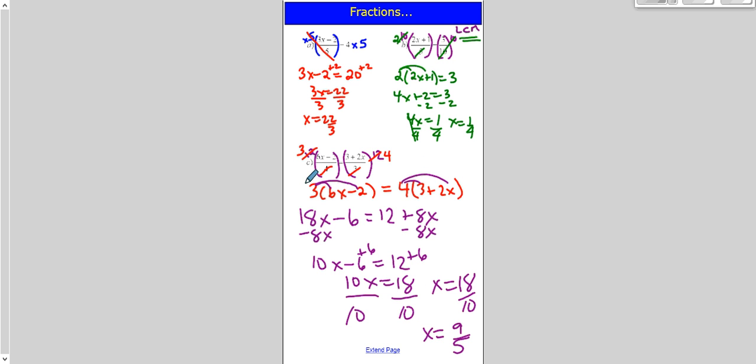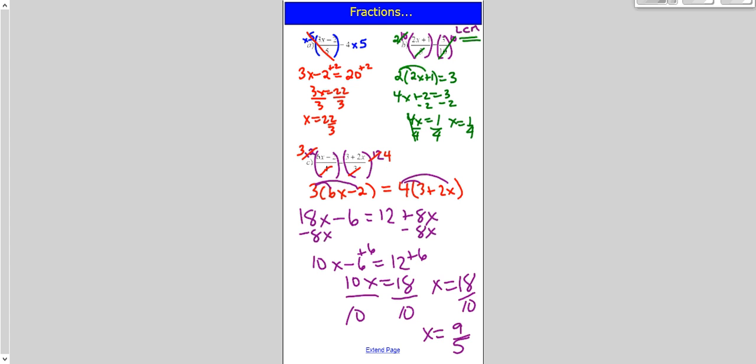Okay, so that was definitely a little bit harder, right? Because we found our common denominator, but it didn't totally cancel out. It still left us with a number out front of our brackets. Then we had to multiply those in, and once we multiplied those in, we had to put all our variables on one side and solve. So that was definitely a bigger question.